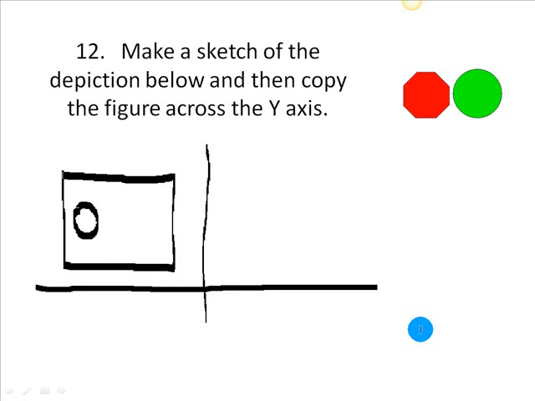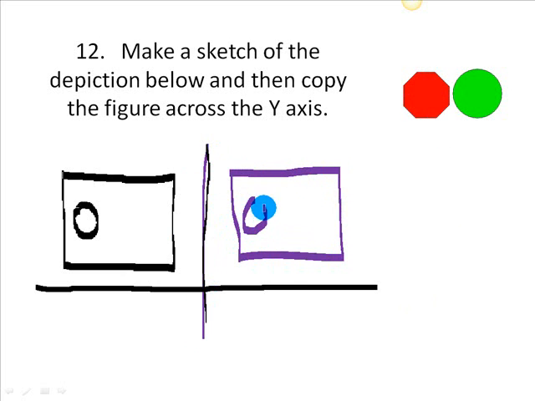Make a sketch of the depiction below and then copy the figure across the y-axis. Click on the stop sign. All right, the y-axis is this one right here, and a copy would look something like this. I'm just going to quickly sketch it. So if you do something that looks like that, you're in good shape.